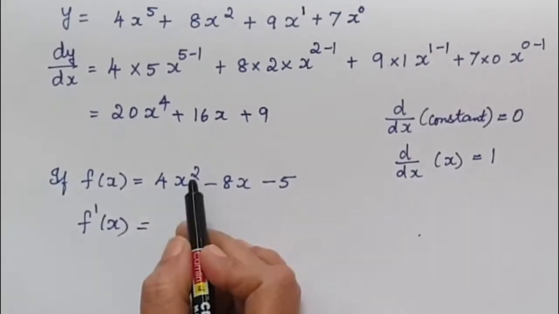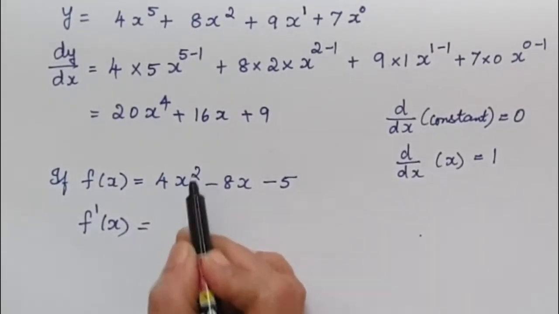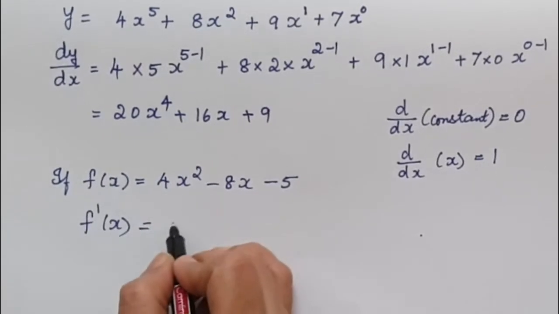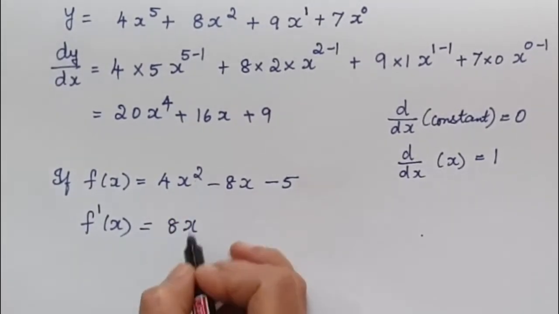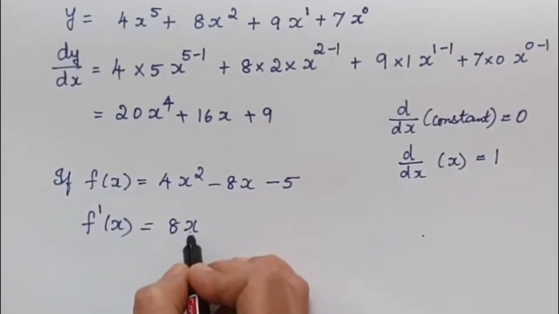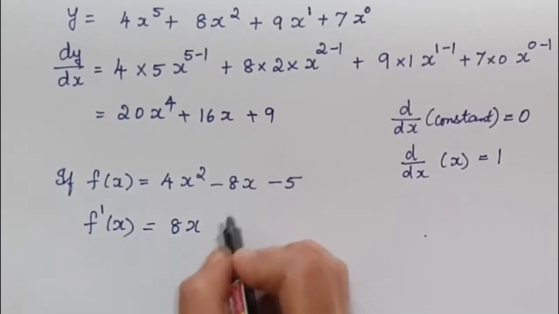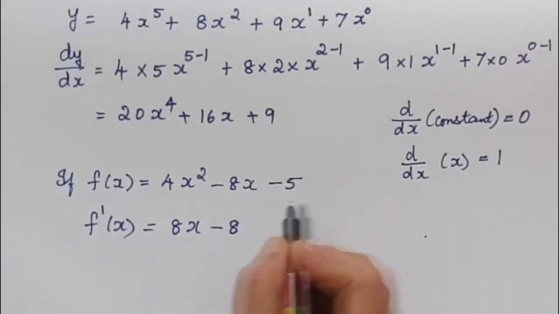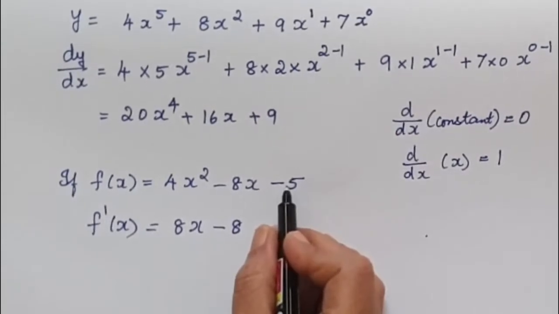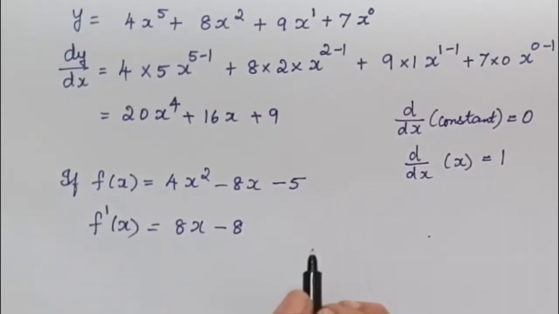So now we'll do it directly. We'll just multiply and reduce the power. So 4 times 2 is 8, and the power is reduced by 1, so it becomes x. And here it is minus 8, and the differentiation of x is 1. And when we differentiate a constant, it is 0.